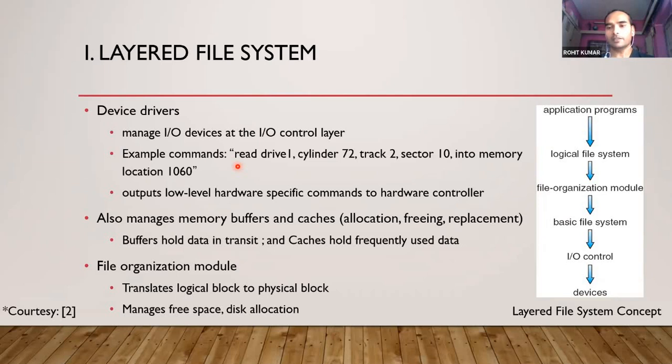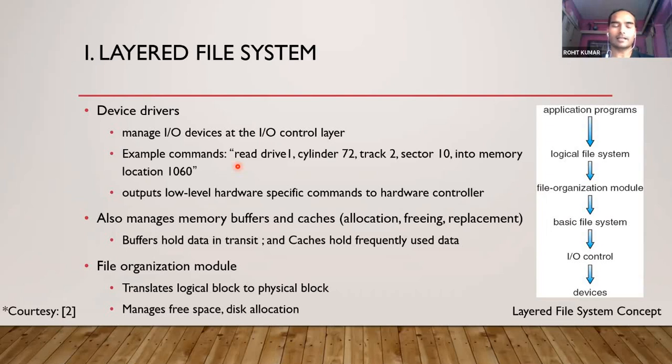But if I show him only these 4-5 components: first the application programs, then a logical file system, then the file system organization module, and then the basic file system. Then there is IO control, and then the devices. So here comes a basic notion of understanding: between application programs, meaning my programs, and the actual hardware, there is a system of layers.